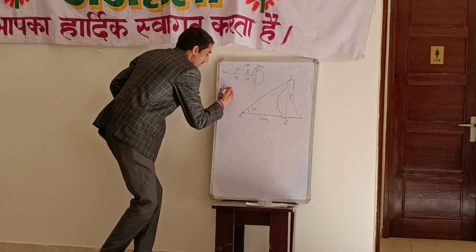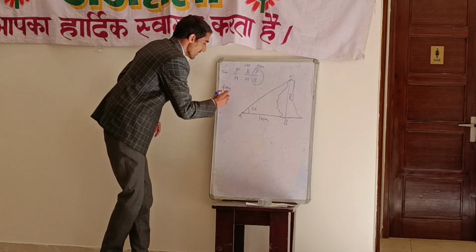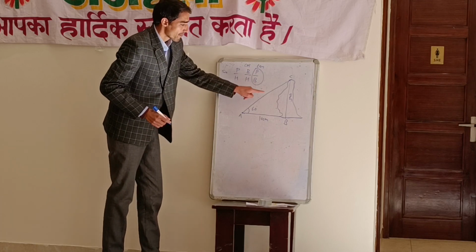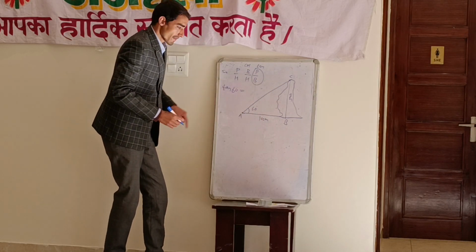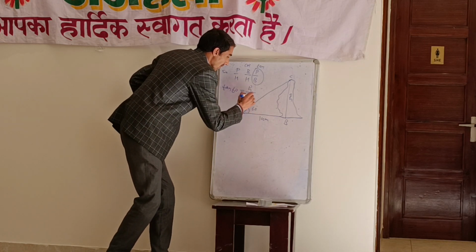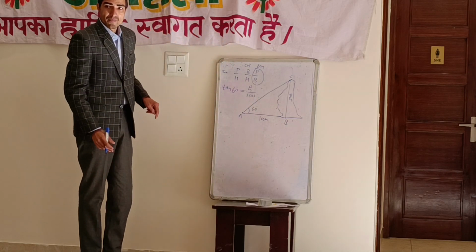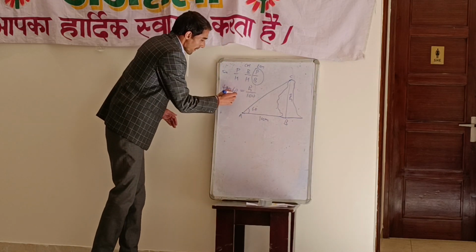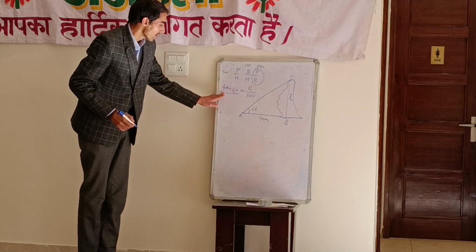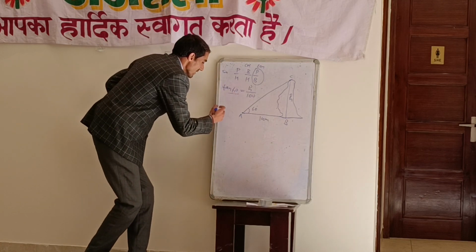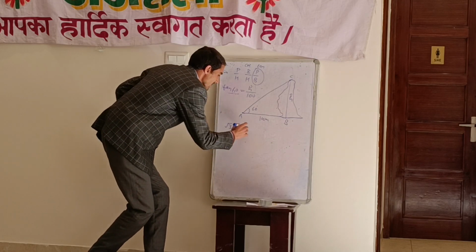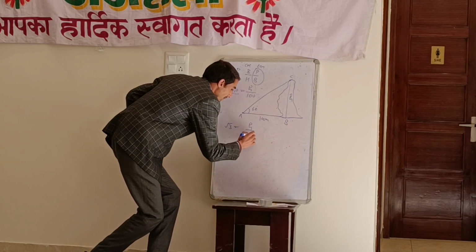So tan 60 degrees is equal to perpendicular upon base. The perpendicular we are not given, so that is H for now, and the base is 100. Now we will simply put in the value of tan 60 degrees, which we'll have to know. So tan 60 degrees is root 3, so root 3 is equal to H upon 100.